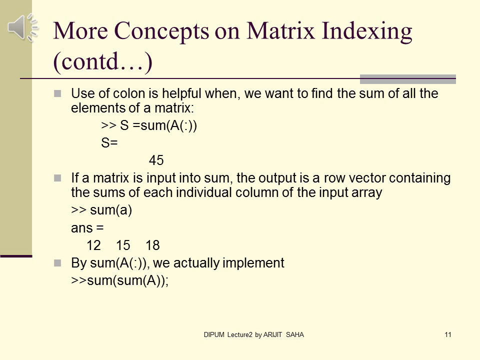Use of colon is helpful when we want to find the sum of all elements of a matrix. Like we can say S equal to sum of A colon. That means all the elements are taken and the summation is given. If a matrix is input into sum, the output is a row vector containing the sums of each individual column of the input array. By sum A colon, we actually implement sum of sum A.